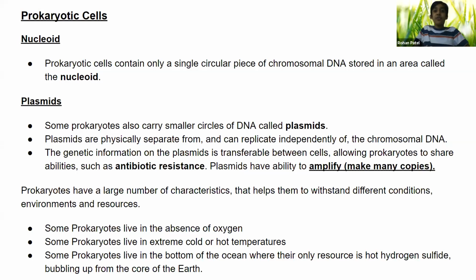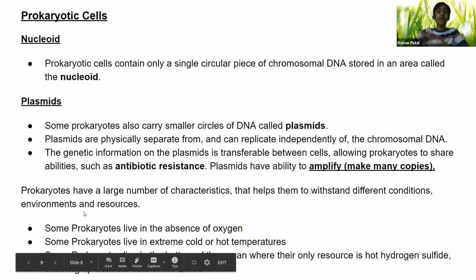The genetic information on the plasmids is transferable between cells, allowing prokaryotes to share abilities such as antibiotic resistance. Plasmids have the ability to amplify, which means to make many copies. So we can think of that like the plasmids have the ability to replicate or reproduce. So they have a large number of characteristics.